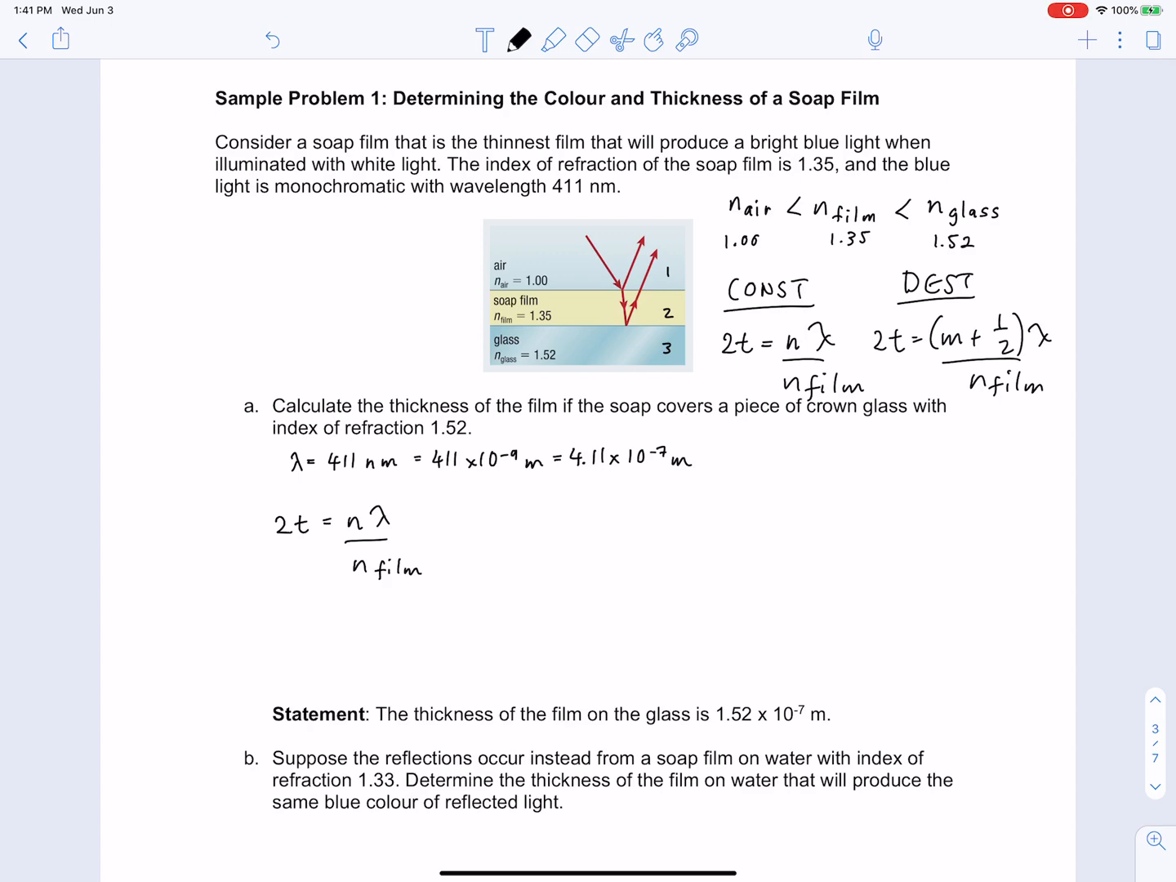We can rearrange this. And remember that we're dealing with the wavelength of blue light here. So I'm going to put the little subscript blue to represent the wavelength for blue light. So t is equal to m lambda for blue light over 2 times the index of refraction for the film. We can plug in these values. The index of refraction for the first interface is 1.